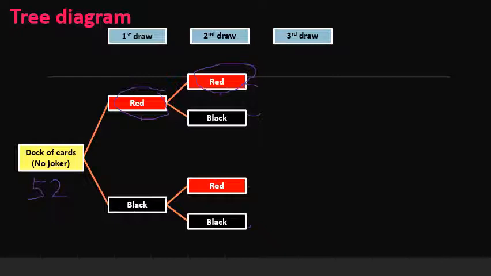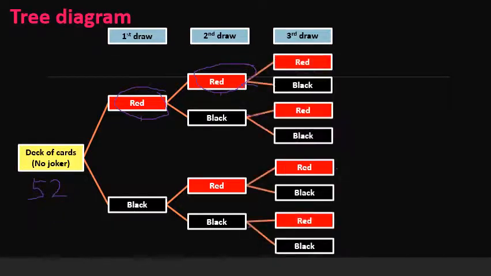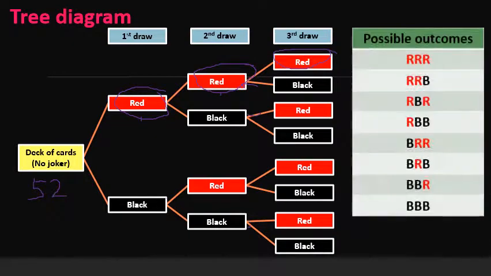Now let's do our third draw. And again, it kind of splits off into two. So now I might have done red, red, and I've ended up with another red. So for my different outcomes, I've got three red. That would be the outcome I've achieved. But it's just as likely to get any of these other outcomes if you'd started from the beginning.